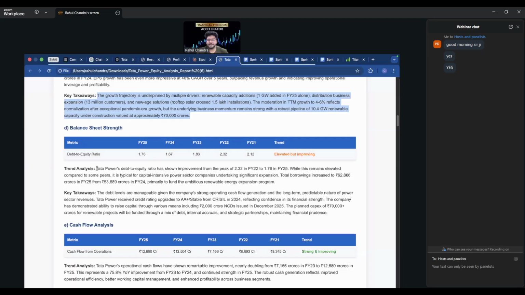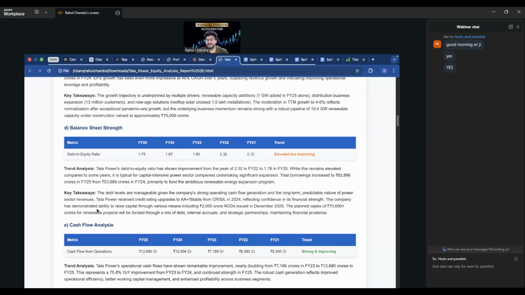It looks at the balance sheet, the debt to equity ratio, tells you what the trend is over the course of time, and tells you what you should make of it. Correct? See how well it justifies it. You see that the debt to equity has fallen, it has gone up, then it has gone down. It tells you that the company has demonstrated ability to raise capital through various means, including a 2000 crore NCD issued in December 2025. So it gives you context as well.